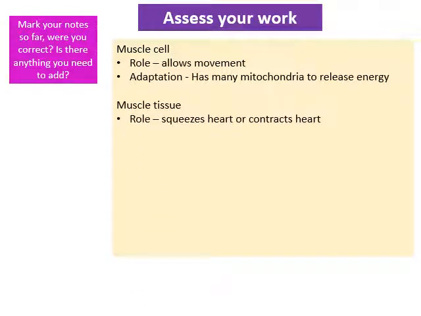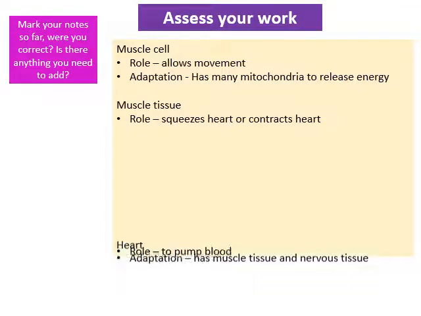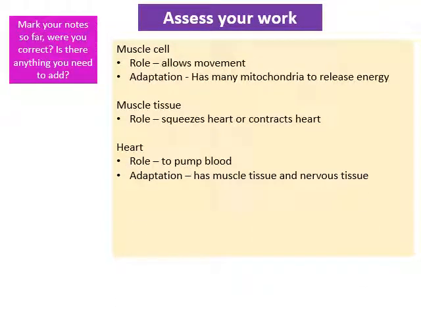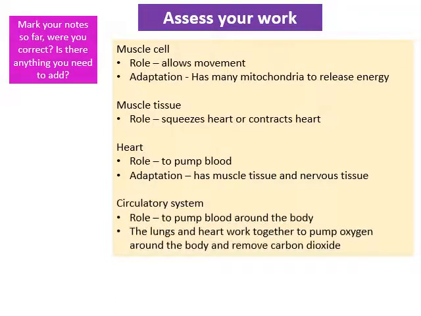Muscle tissue squeezes, or contracts, the heart, so it's what makes your heart beat. The heart's role is to pump blood around the body. It's got muscle tissue and nervous tissue. Your heart is interesting in that it beats completely independently. It generates its own electrical impulses to make the heart beat. It's really, really interesting, really cool. If you ever want to know more about that, in A-level biology we teach a lot about that. And the circulatory system's role is to pump blood around the body, and the lungs and heart work together to pump oxygen around the body and remove carbon dioxide.